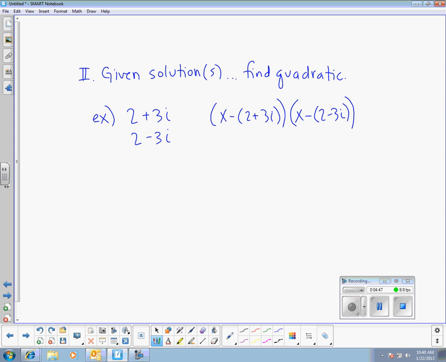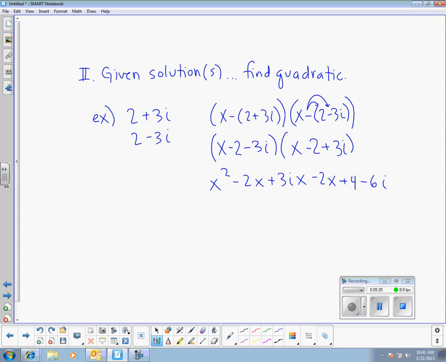So what I'm going to do is multiply together x minus 2 minus 3i, and x minus 2 plus 3i, because that negative distributes to both parts in both of those terms. Now, technically it's not foiling, but I'm going to multiply each one in the first by each one in the second. So I'm going to distribute my x through and get x squared minus 2x plus 3ix. I'm going to distribute my negative 2 through, and I'm going to get negative 2x plus 4 minus 6i.